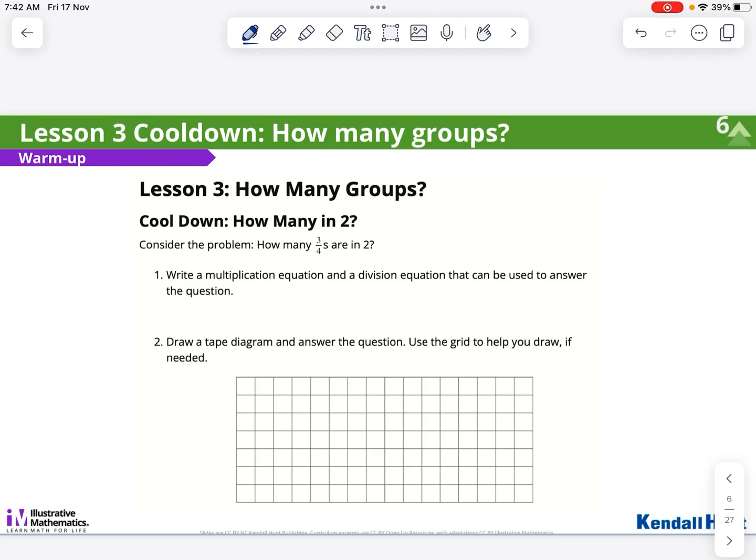So for this question, we are trying to figure out how many 3/4 will fit into 2. Okay, so 3/4 is smaller than 2, so we know it's going to go in there at least once, and in this case, probably more than one time. So the first question is to write a multiplication equation and a division equation that can be used to answer the question.